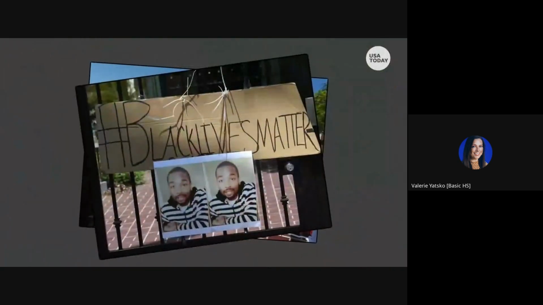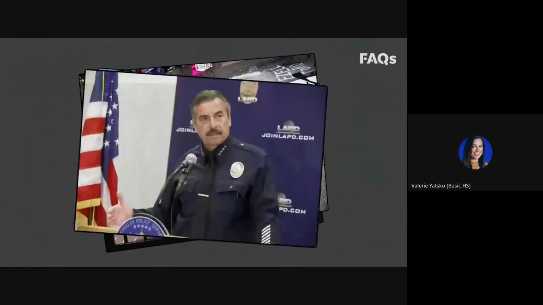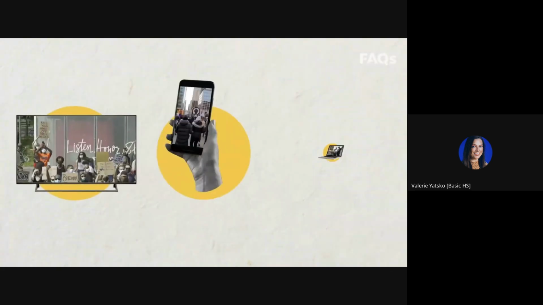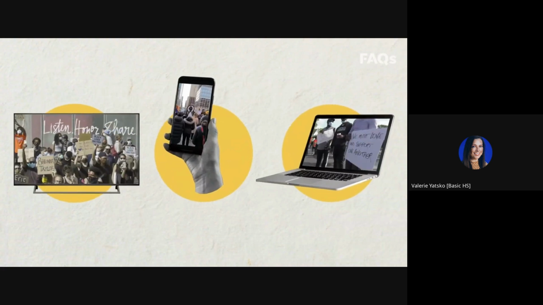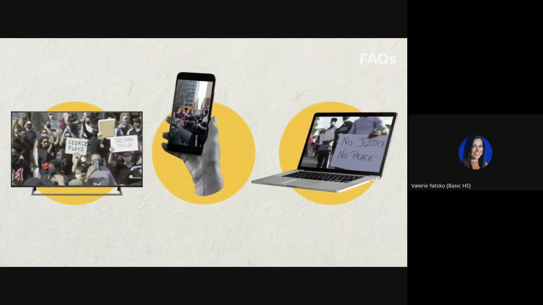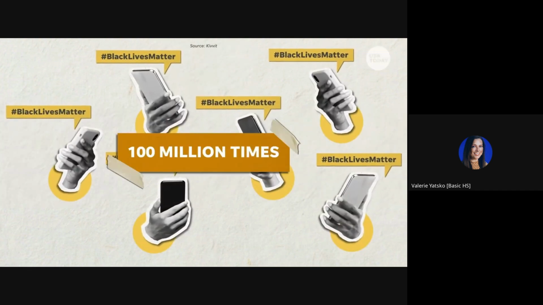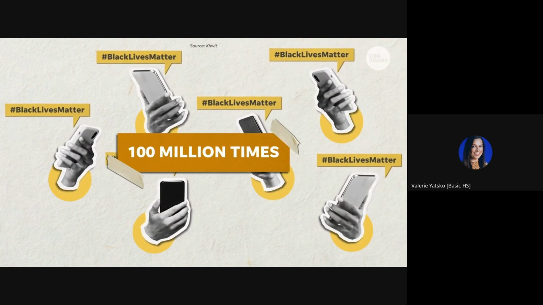Black Lives Matter members in Los Angeles successfully fought for the firing of ex-LAPD police chief Charlie Beck after they saw a rise in police shootings of Black suspects in the area. In 2020, Black Lives Matter received more media coverage than any protest in 50 years, and the hashtag was shared more than 100 million times in the month after George Floyd was killed.